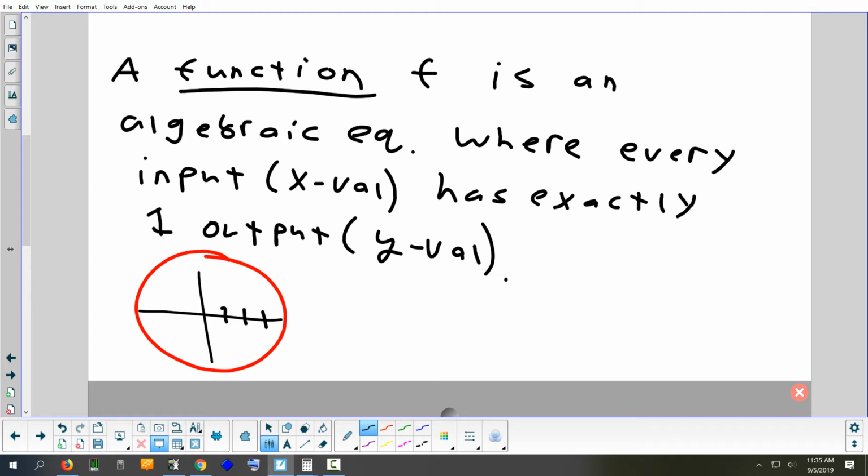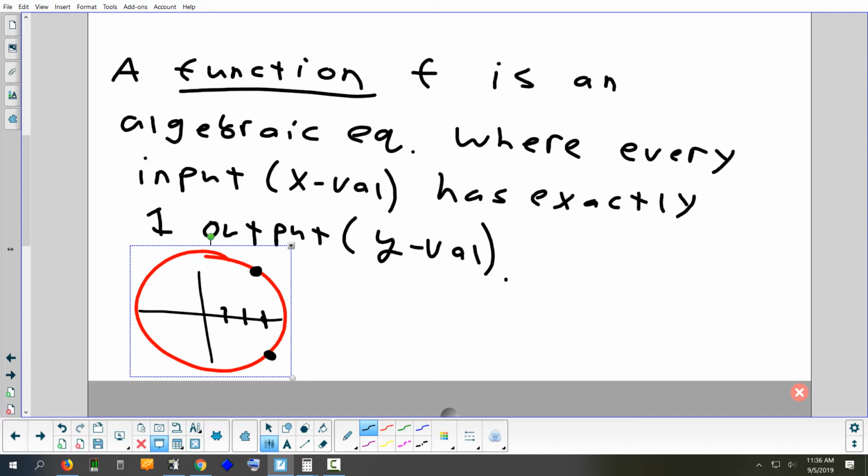When x is 3, what's my y value? Or how many options do I have for a y value? Yep. I have 2. When x is 3, I've got 1 point up here, and when x is 3, I've got another point down here. Did every x value have one y value? Not here. It had 2. So that means that this particular picture is not a function.